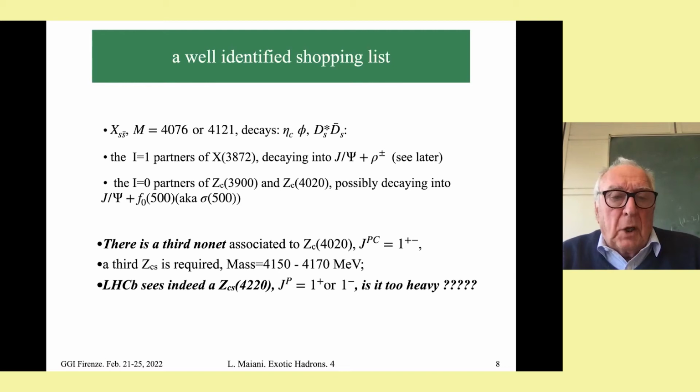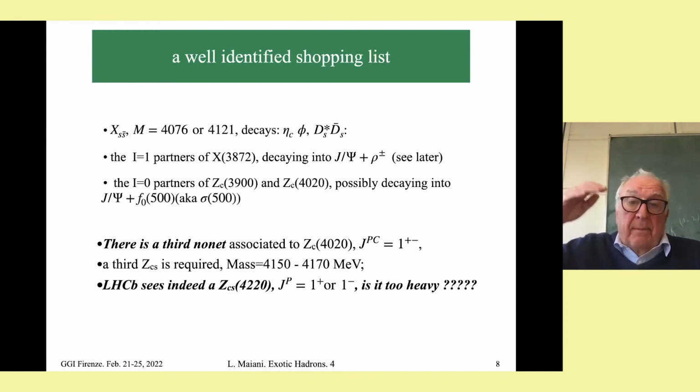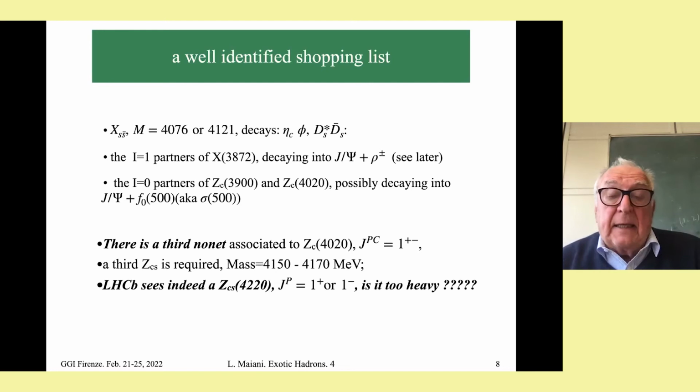Now, there is also a third nonet, which is associated to the 4020, which has a higher mass. And the nice thing is that LHCb sees indeed another ZCS of 4220.